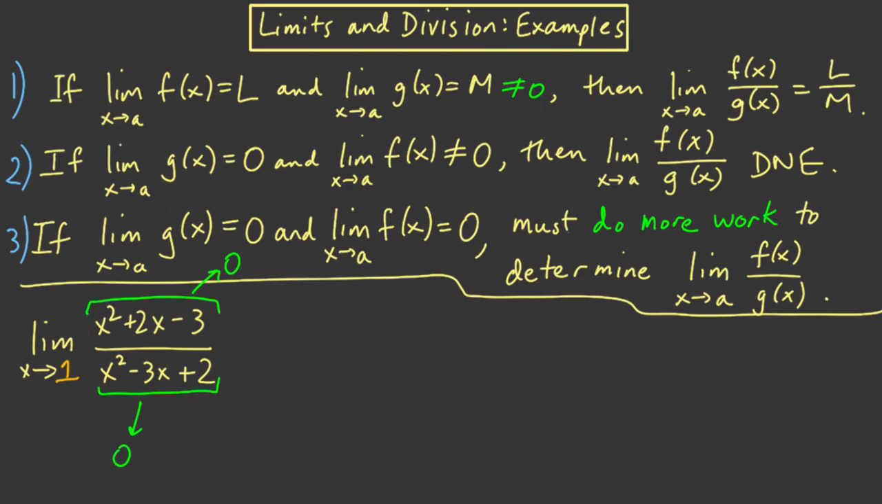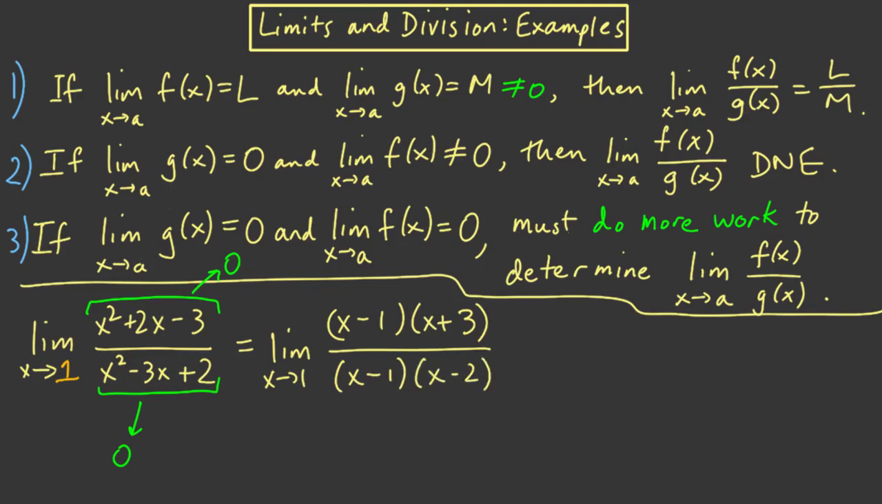And most of the time when we have a numerator and a denominator that are polynomials and they're going to 0, the work that we have to do is factorization. So the top is going to factor as x minus 1 times x plus 3, and the bottom is factoring as x minus 1 times x minus 2. Aha! Well, we have a common factor here, so we can write x plus 3 over x minus 2.